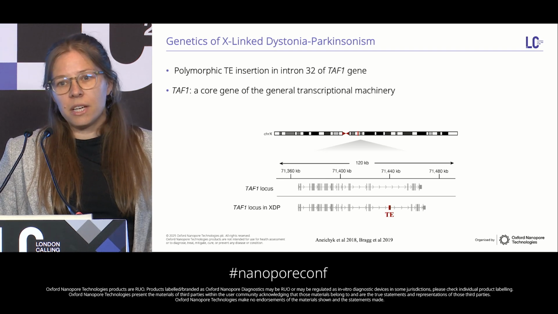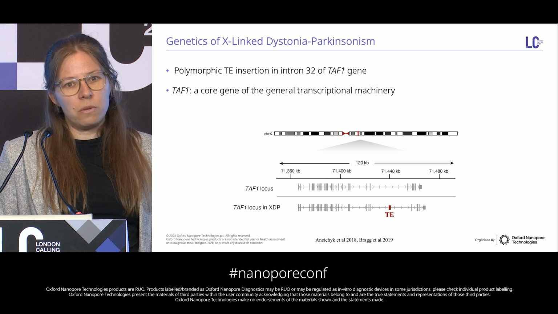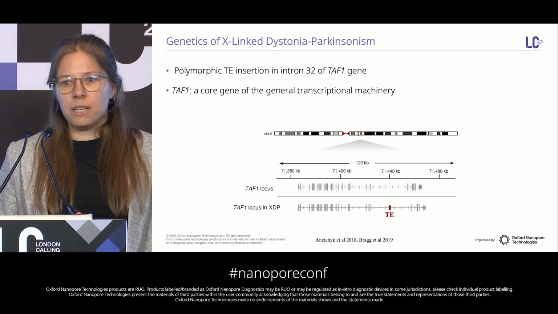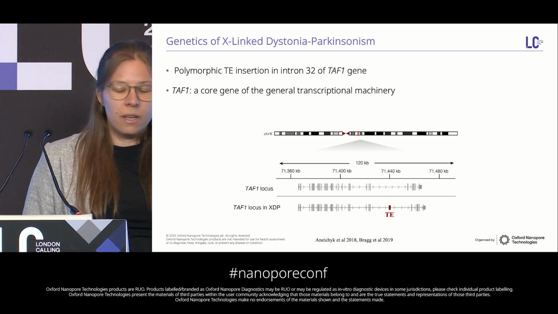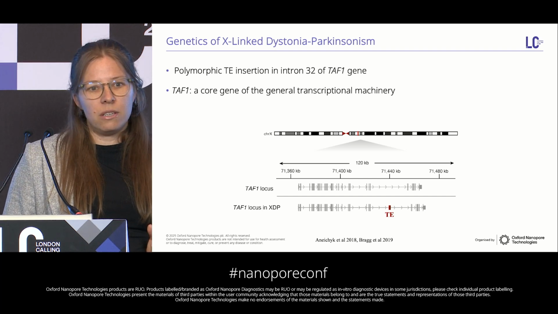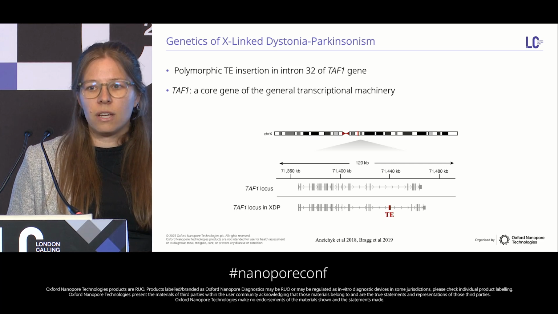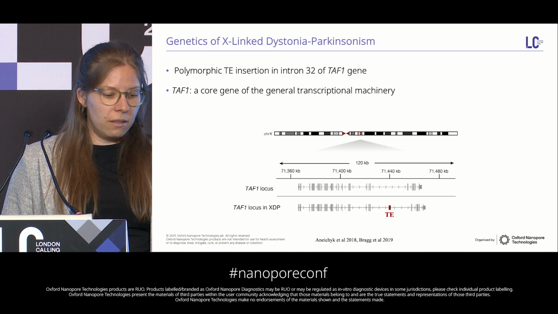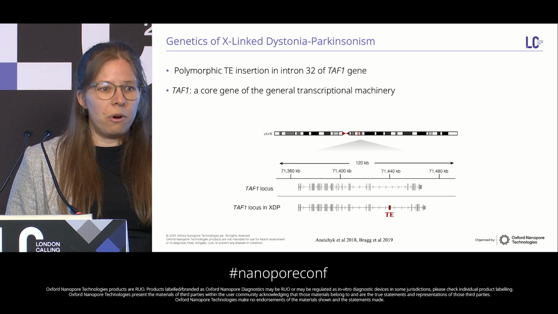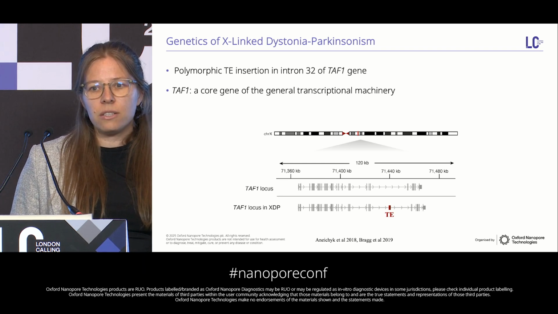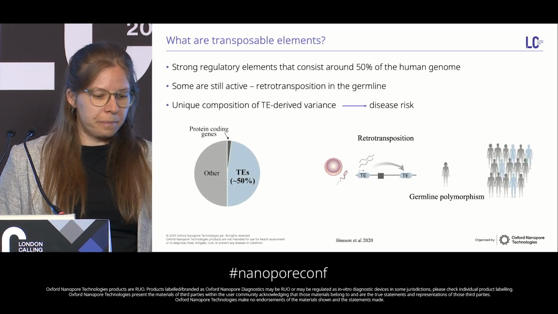The very interesting aspect of this disease, that's why I am studying it, is because it's caused by a polymorphic transposable element insertion that is inserted in the 32nd intron of the TAF1 gene. TAF1 is a very important gene for transcriptional regulation, so you can understand that its malfunction can lead to very bad consequences. You see here on this graph the genome of a healthy individual, where there is no insertion, and then in these XDP patients, there is this transposon inserted.